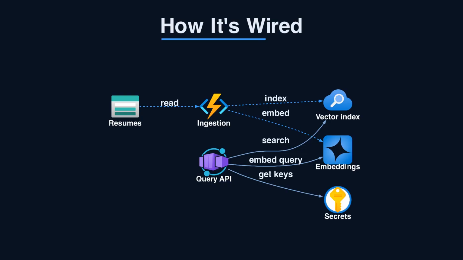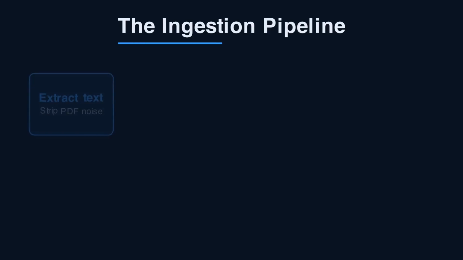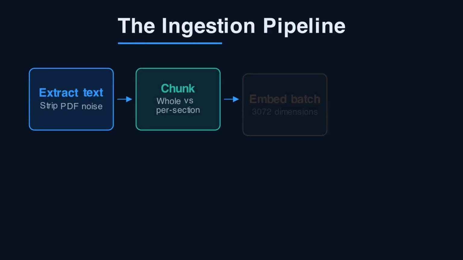Notice embeddings and search are separate services. One generates vectors, the other stores and ranks them. That separation is the heart of the design. Ingestion runs once per resume, not per query.